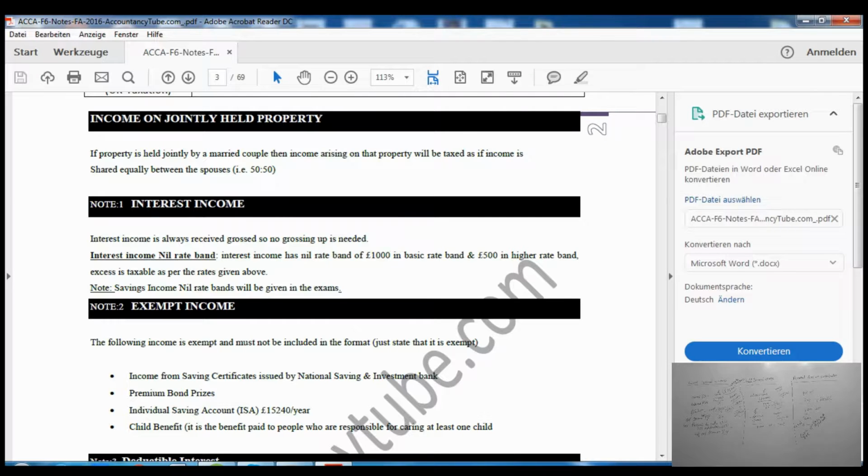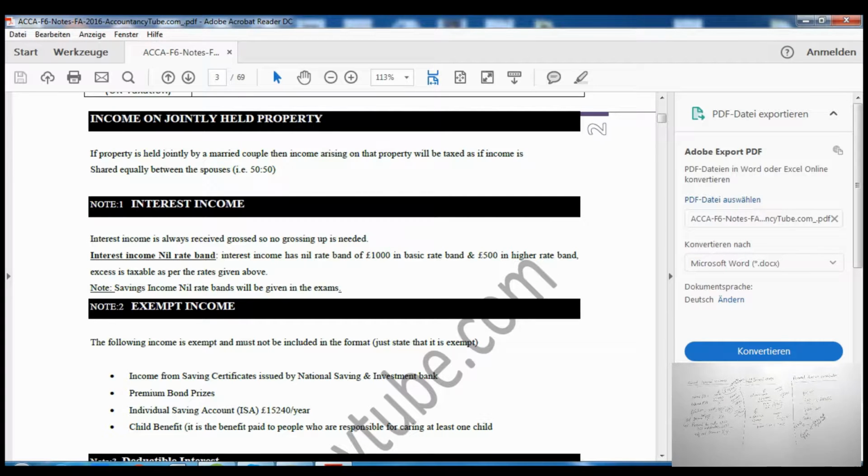On the next page, page number 2, that is income on a jointly held property. Say for example, you and your wife hold a property; the income from this property will be shared 50-50, regardless of your holding percentage. Say for example, if I hold 80% and my wife holds 20%, regardless of the actual percentage, income will be shared 50-50 as far as tax is concerned.